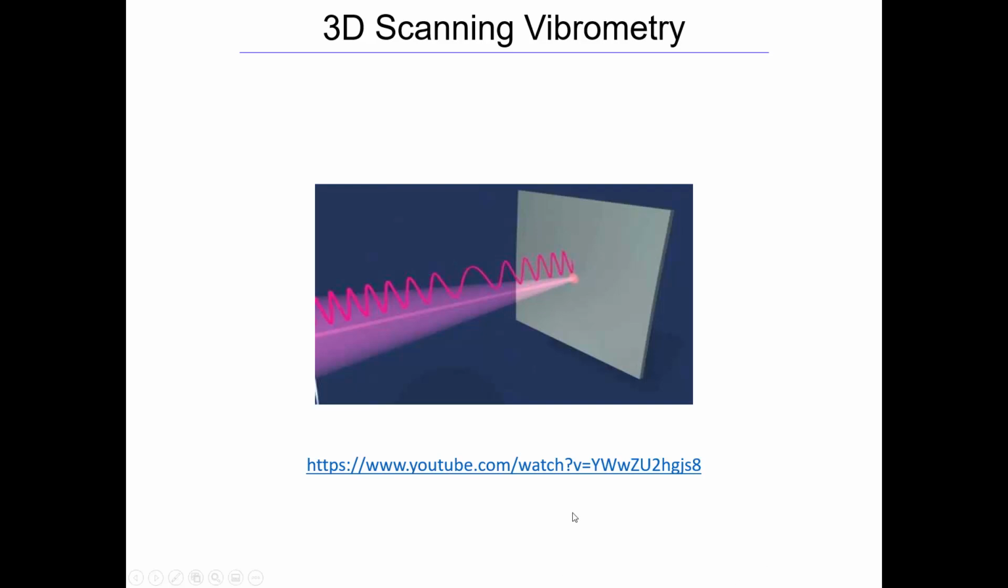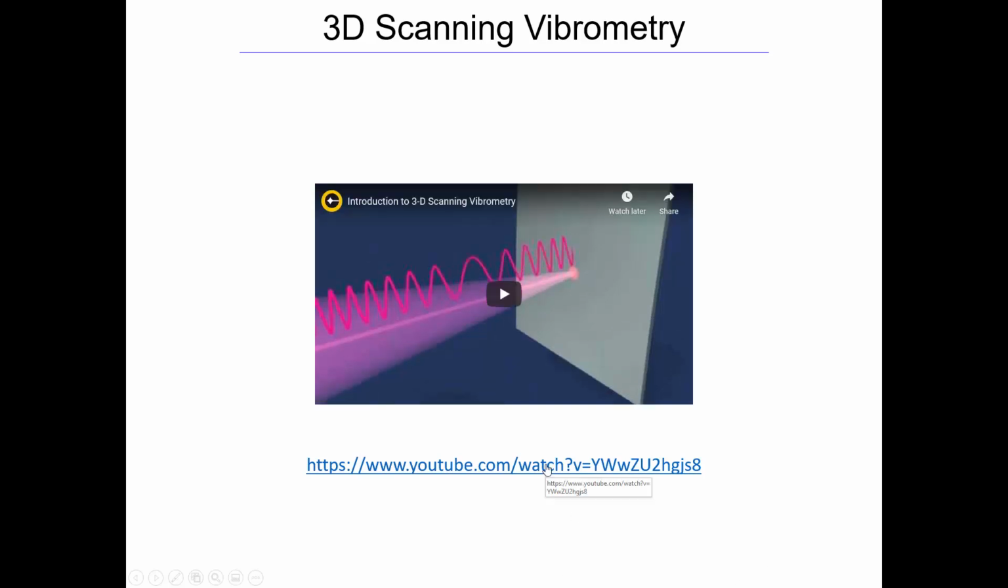I want to show some other modern applications of this. So this would be 3D scanning vibrometry. Let's follow this link.